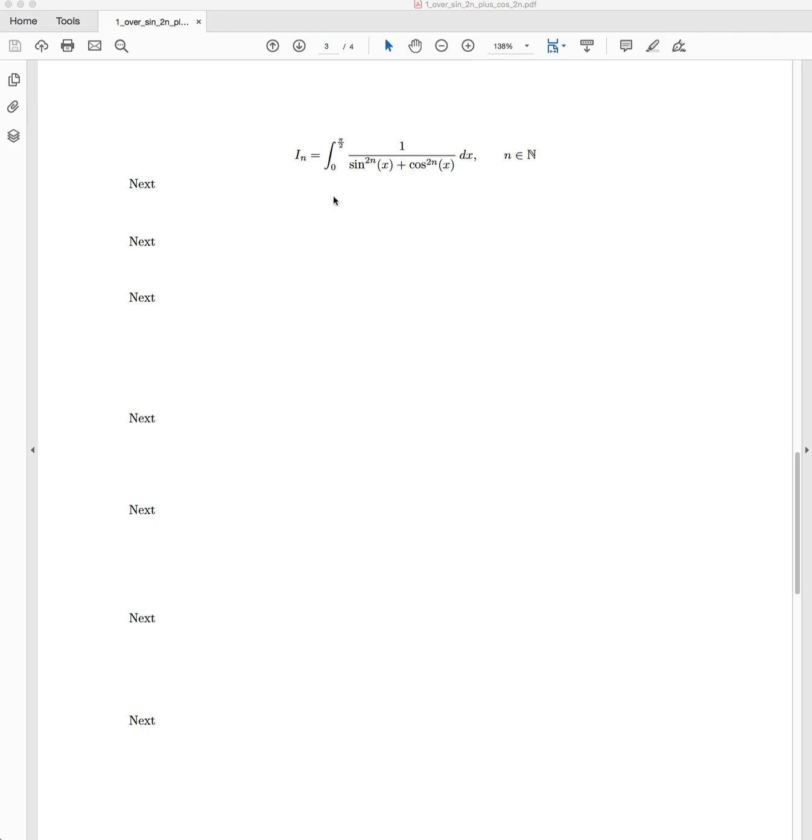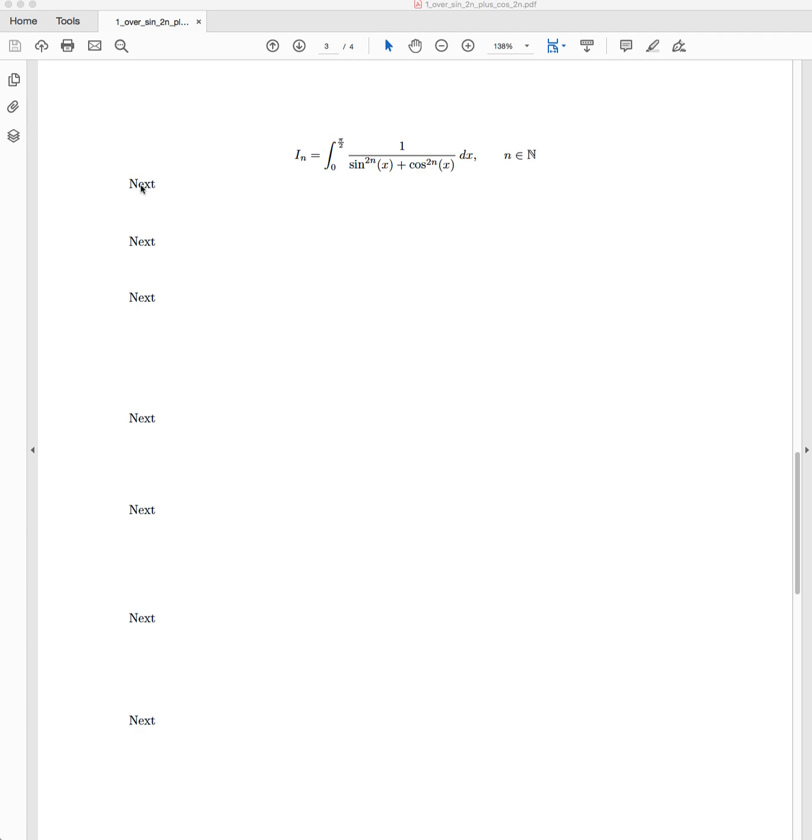In this video, we're going to be examining this family of definite integrals, which is the integral from 0 to pi over 2 of 1 over sine to the power of 2n of x plus cos to the power of 2n of x, where n is a natural number. Believe it or not, this can actually be resolved in a very simple manner, with just a couple of basic substitutions and usage of trigonometric identities.